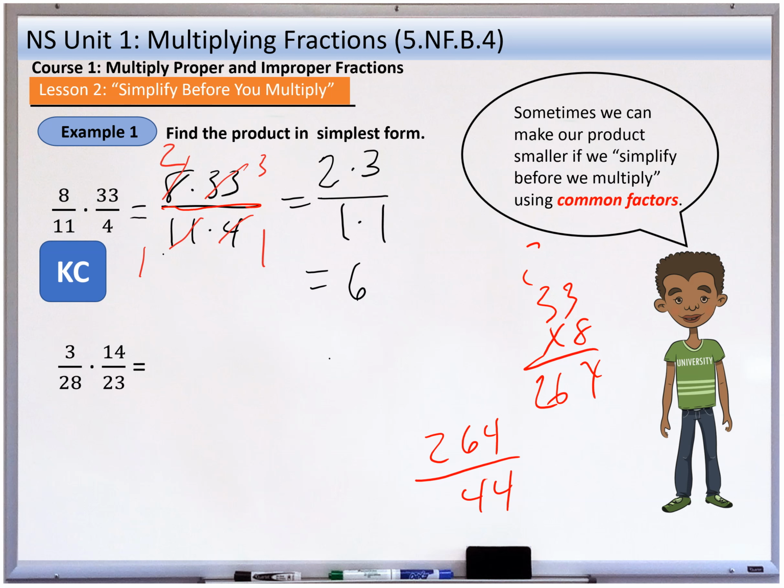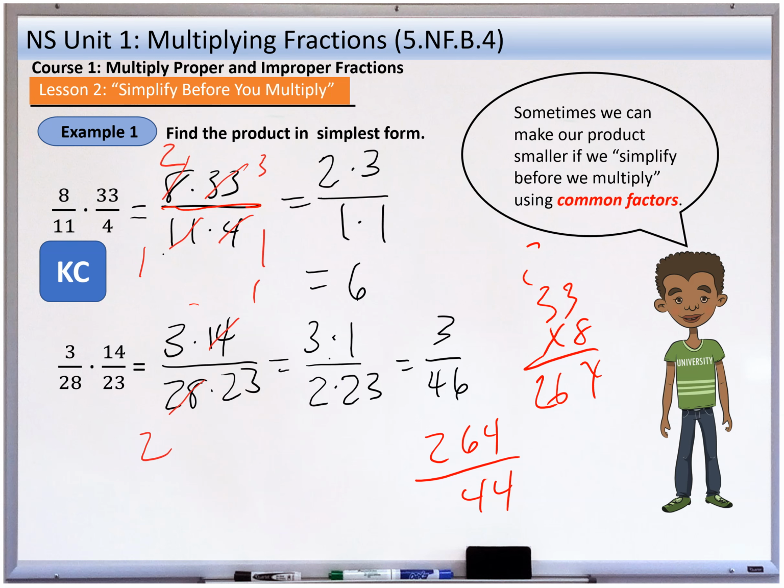14 divided by 14 is 1. 28 divided by 14 is 2. 3 times 1, 2 times 23. 3 times 46. I'm done. Okay.